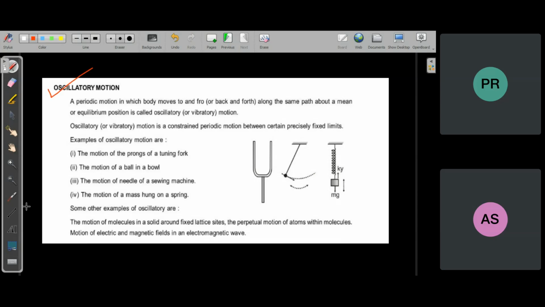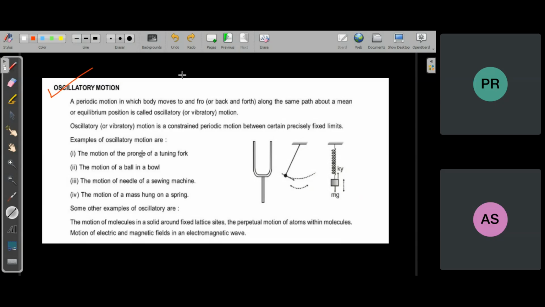It should be back and forth. For example, if you pull this block and leave it, you will see that the block goes up and down about a mean position. Now, what is mean position? Mean position is that position where the net restoring force on the particle becomes zero. We'll say that the position where net force becomes zero is the mean position.